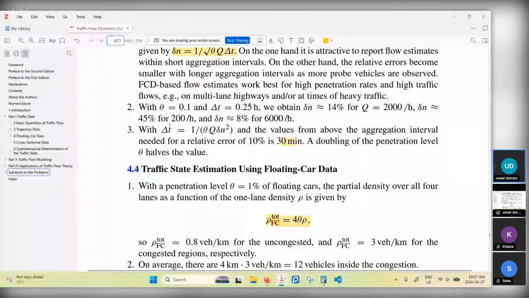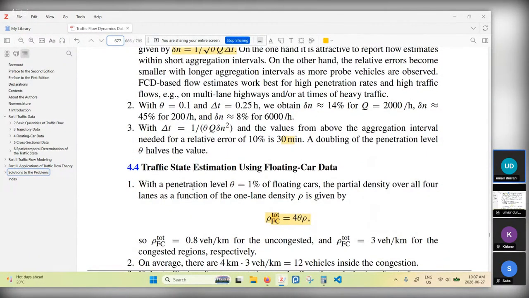So here we have number 2. Nope, I was wrong. Number 2 says that on average there are 4 kilometers into 3 vehicles per kilometer. Yeah, because the flow doesn't change with the kilometer. The flow is fixed for a given lane. So wherever we have estimated the flow, because it is generally estimated at a fixed location, that's where we get that. So the flow is not a spatial quantity, it is a temporal quantity. So I was definitely wrong there.